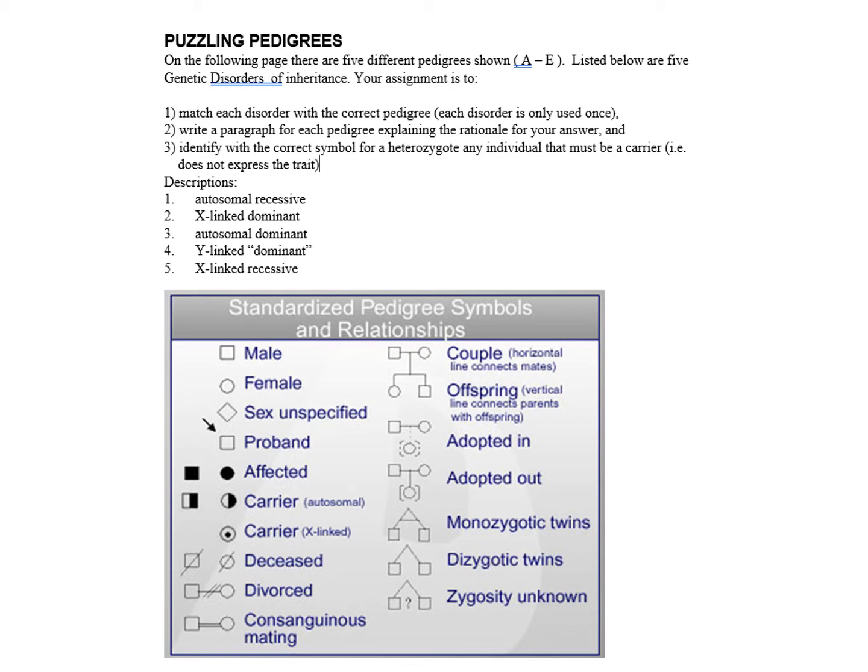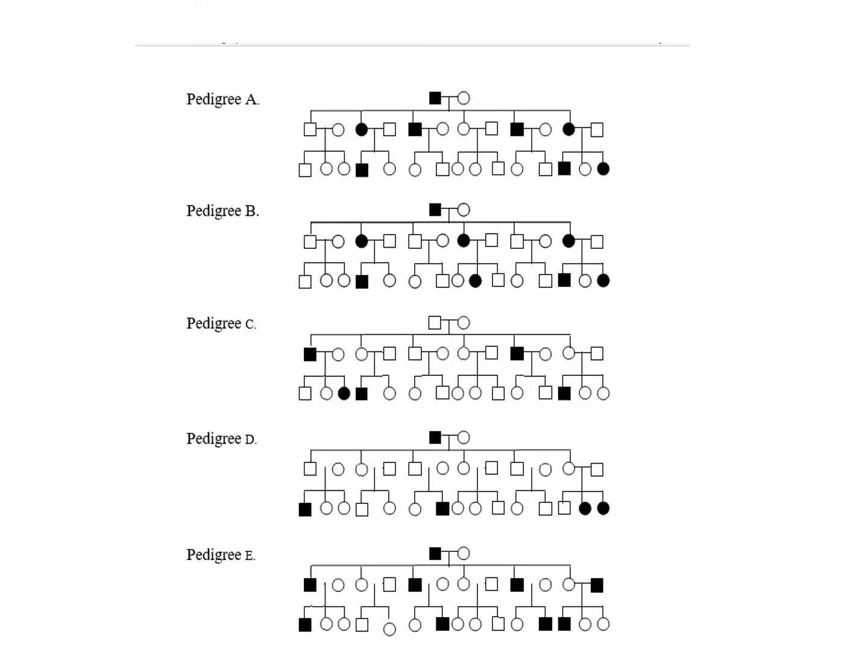There are two sections to this assignment. Here are the pedigrees. Your job is to go through these five pedigrees and identify them as either autosomal dominant, autosomal recessive, sex-linked dominant, sex-linked recessive, or Y-linked. You're going through each pedigree, which has three generations, and looking at its characteristics, trying to identify what the common characteristics are.